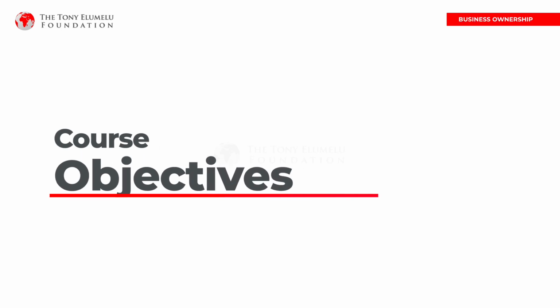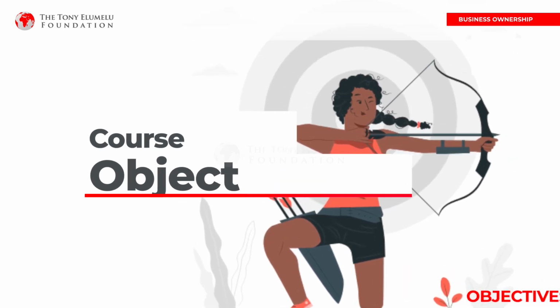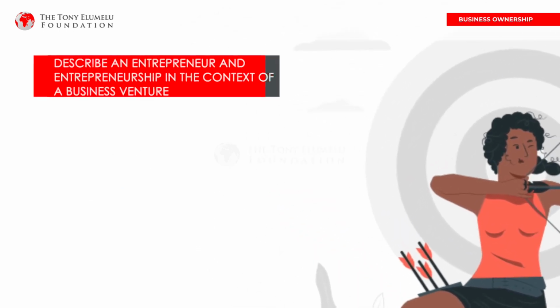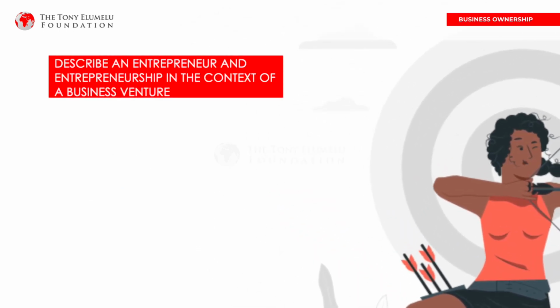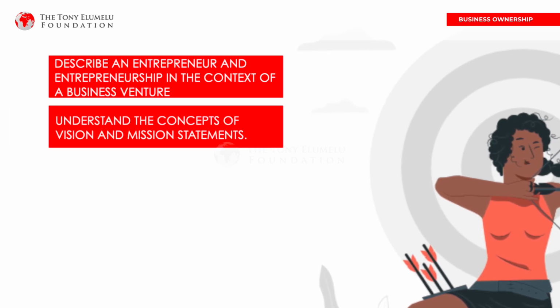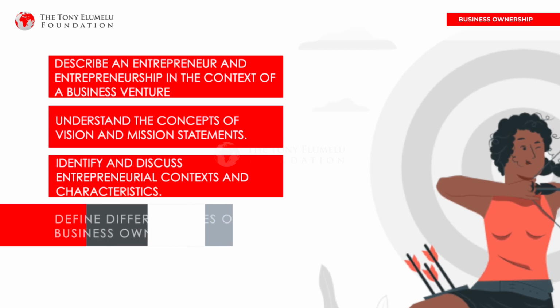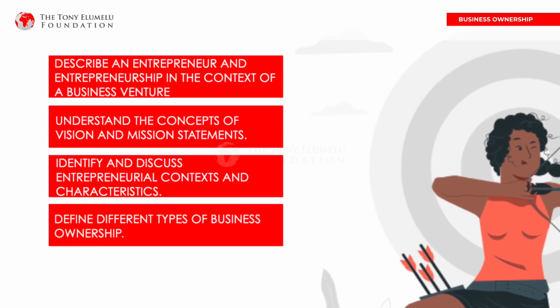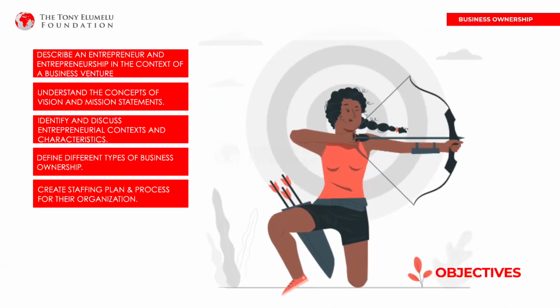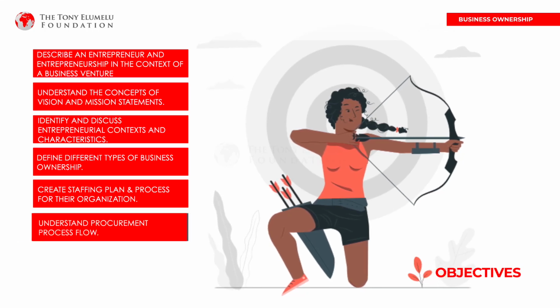Main objectives. At the end of the training, participants will be able to describe an entrepreneur and entrepreneurship in the context of a business venture, understand the concepts of vision and mission statements, identify and discuss entrepreneurial contexts and characteristics, define different types of business ownership, create a staffing plan and process for their organization, and understand the procurement process flow.